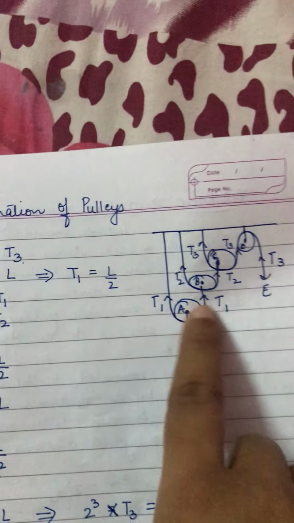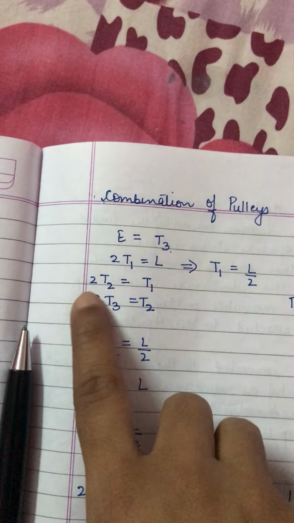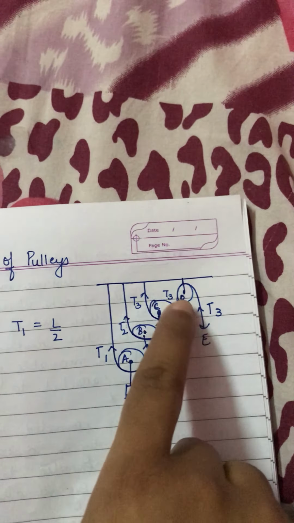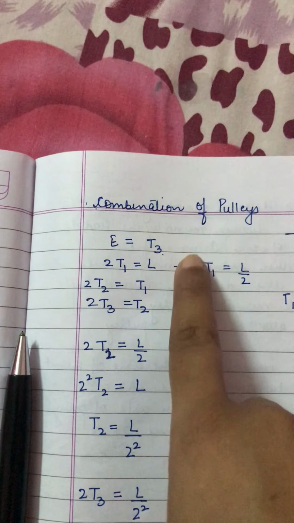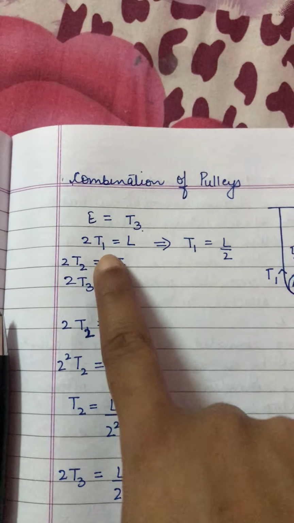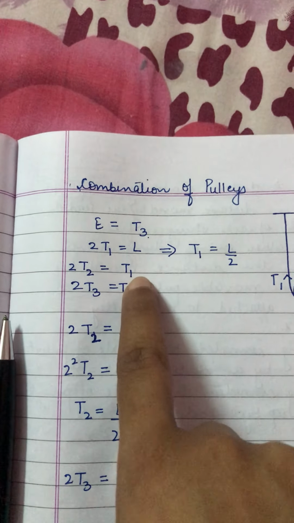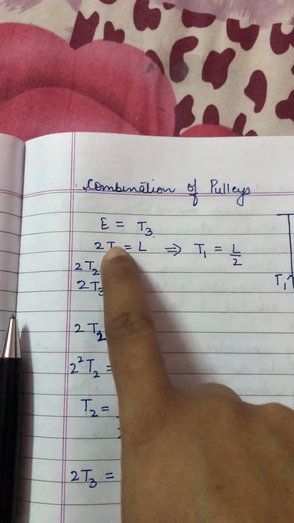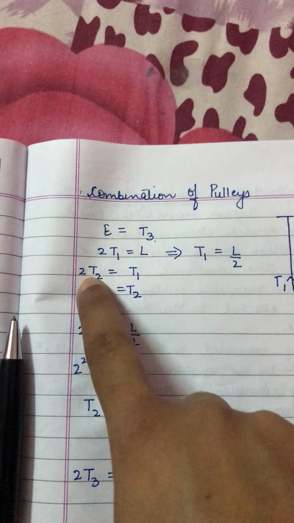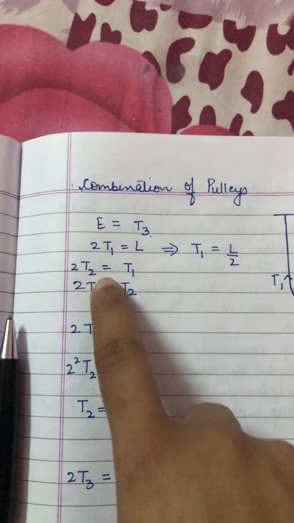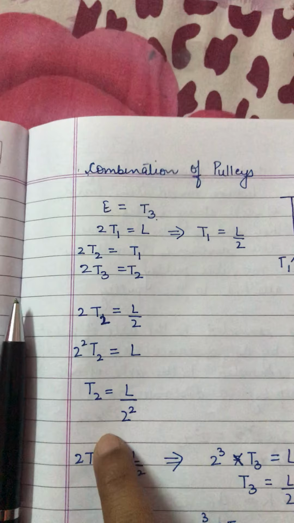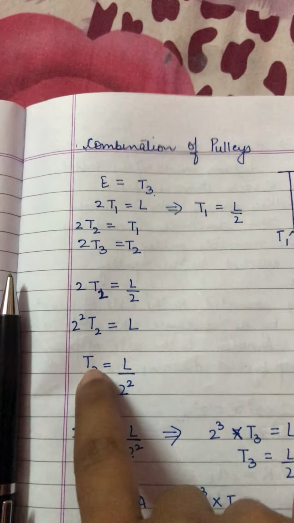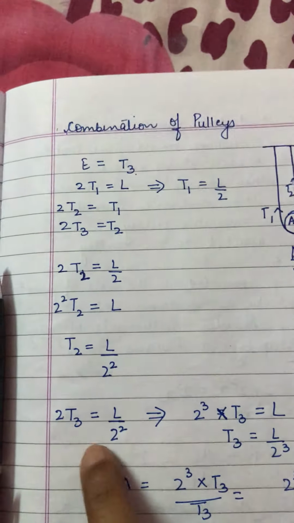Okay, and this T1 is equal to 2T2, and this T2 is equal to 2T3. Now when we solve it, see what I have done. I just put the value of T1 in this, that is equal to L by 2. So 2T2 is equal to L by 2, which means your T2 is coming L upon 2 into 2. I just put values in this. That's coming out to be this. Now you get the value of T2. From here we can find out the value of T3.